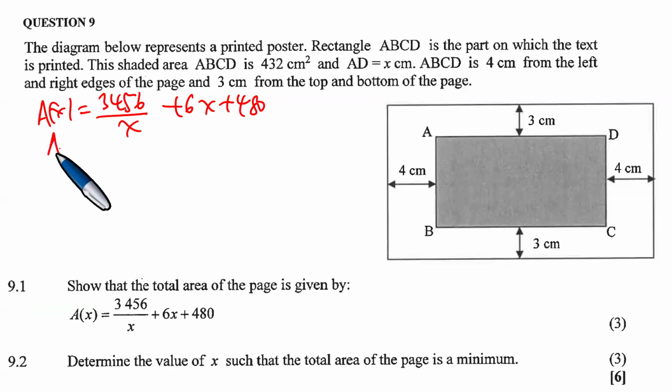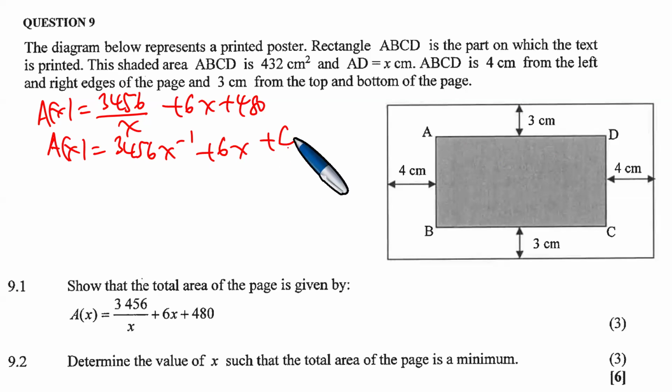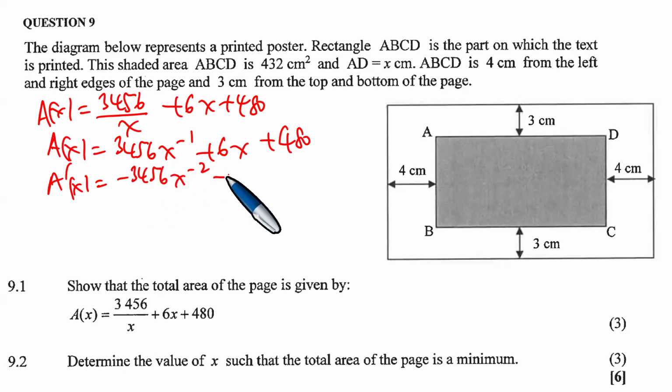The slope, before we find the derivative of this, we can write this as 3456x to the power minus 1 plus 6x plus 480. And this is A prime of x, which is actually minus 3456x to the minus 2 plus 6. Because the derivative of 6x is actually just 6. The derivative of x is always 1. But here with the minus 1, you bring down the minus 1 and then you subtract 1 from it. The derivative of the 480 becomes 0.